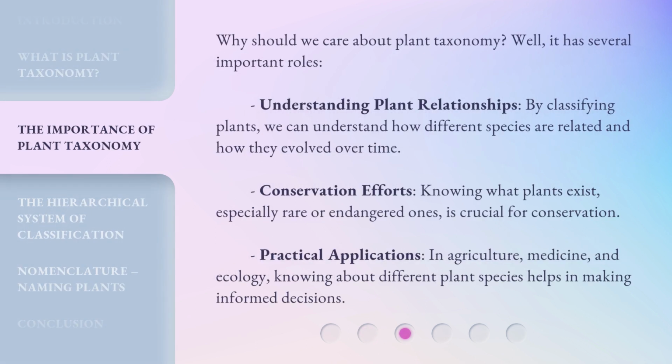Why should we care about plant taxonomy? Well, it has several important roles. Understanding plant relationships. By classifying plants, we can understand how different species are related and how they evolved over time. Conservation efforts. Knowing what plants exist, especially rare or endangered ones, is crucial for conservation. Practical applications. In agriculture, medicine, and ecology, knowing about different plant species helps in making informed decisions.